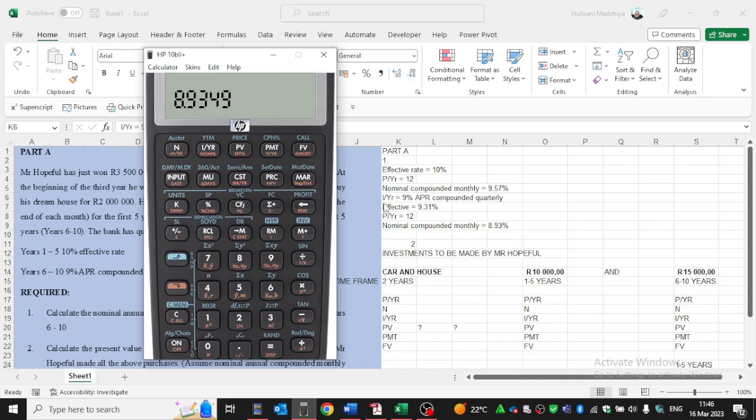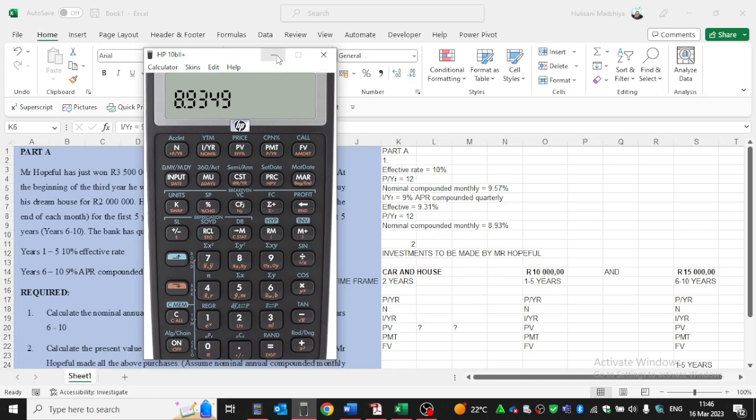So meaning that someone who is currently earning 9% compounded quarterly will earn the same interest as someone who is earning 8.93% compounded monthly, because both of them at the end of the year are going to have accumulated an effective interest rate of 9.31. So that is the explanation behind the first question.